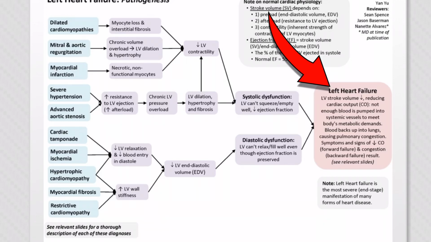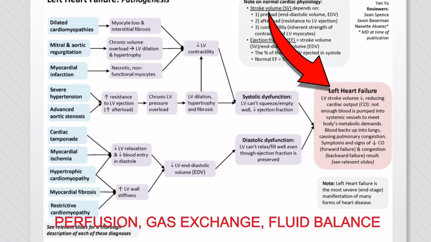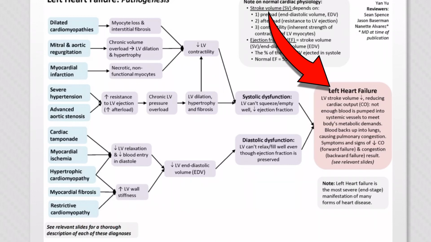Left-sided heart failure is going to decrease stroke volume and cardiac output, so not enough blood is pumped out to the systemic vessels to meet the body's metabolic need. This is one part of the equation. The second part is that the blood is going to back up into the lungs, causing pulmonary congestion. So if a patient has left-sided heart failure, you have a perfusion issue, and at the same time, you have a fluid volume issue that leads to a gas exchange issue.